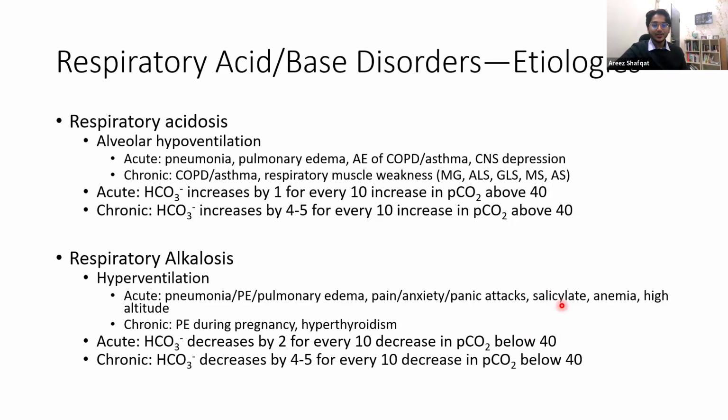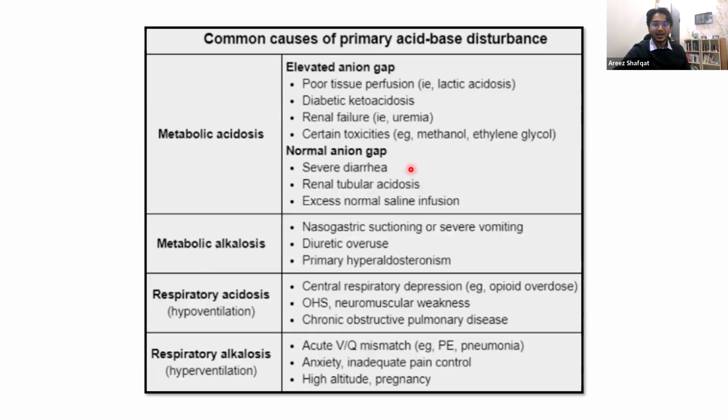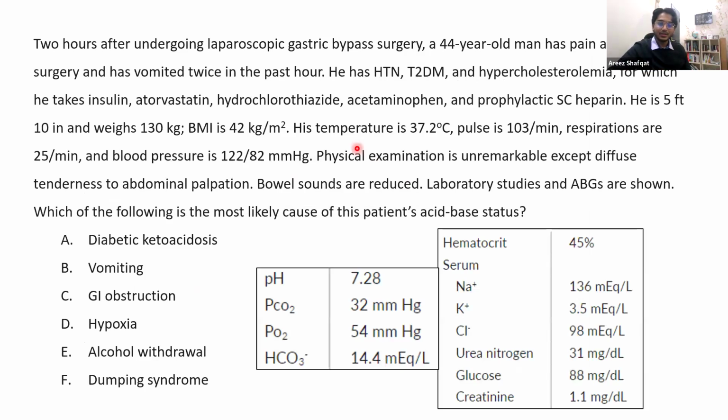Okay, good. Or you can have PE, pulmonary edema, pneumonia. They usually cause dyspnea, and the patient's tachypneic or hyperventilating. Usually cause a respiratory alkalosis. So hypoventilation, acidosis; hyperventilation, alkalosis. Okay. Again, this is just a summary for all the causes. Good.